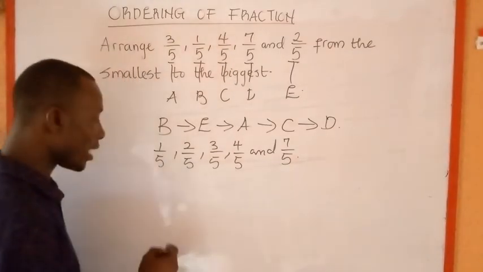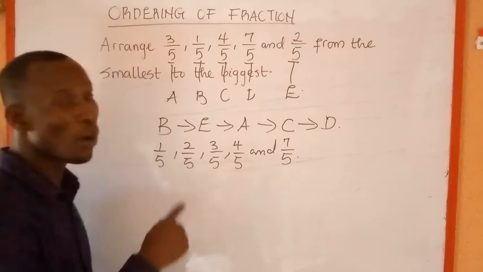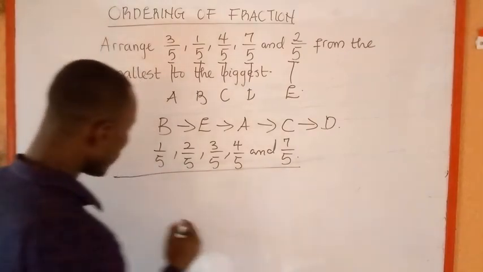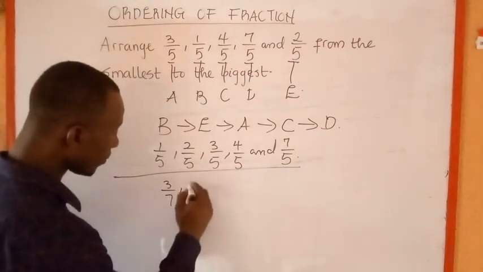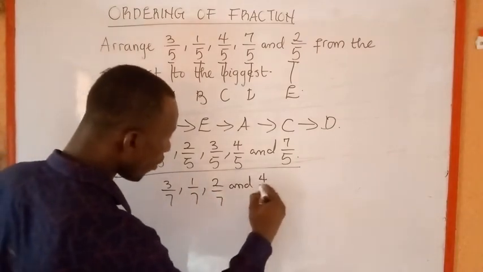I want you to consider this as your own assignment. Arrange this set of fractions from the smallest to the biggest: 3 over 7, 1 over 7, 2 over 7, and 4 over 7.